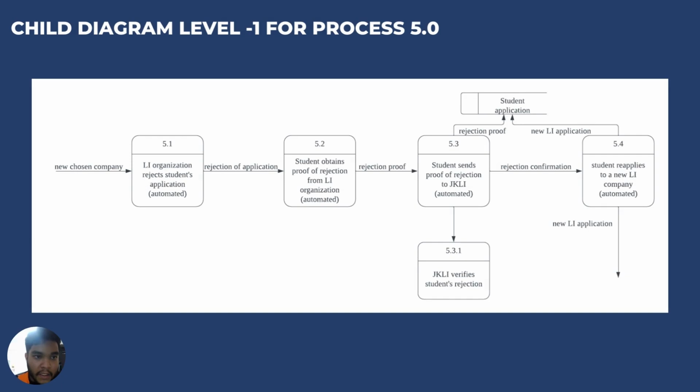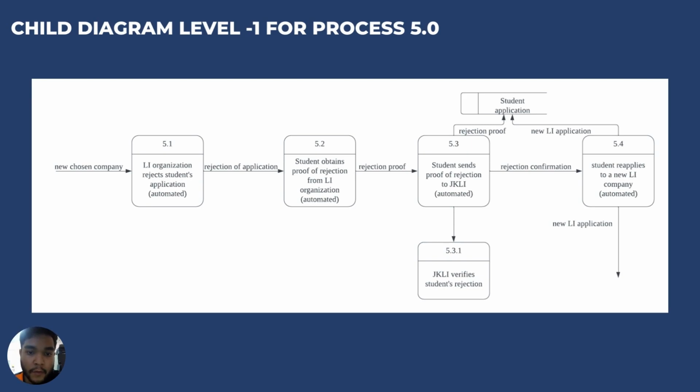I will now be explaining the child diagram level 1 for process 5.0, which is the rejection process. The input of this process is the new chosen company. After students have entered their chosen company to apply to, the LI organization rejects students' application, which is automated, which is process 5.1. The outcome of this process is rejection of application, which will be the input for process 5.2, where the student must obtain proof of rejection from the LI organization, which is also automated.